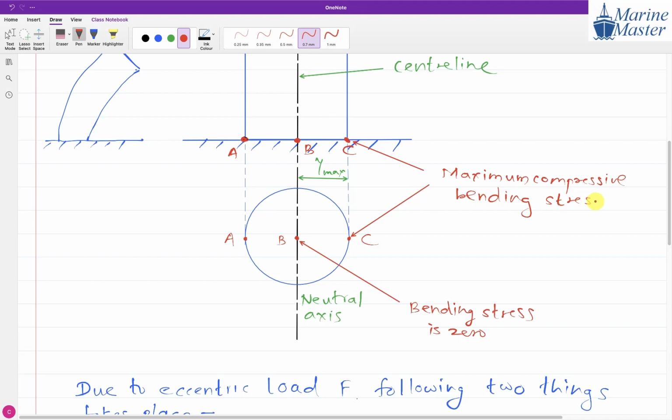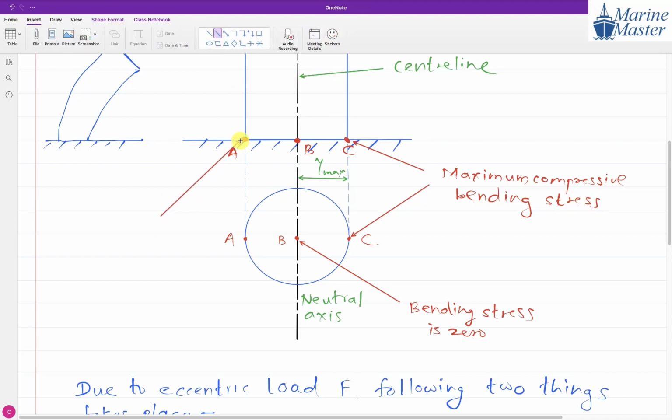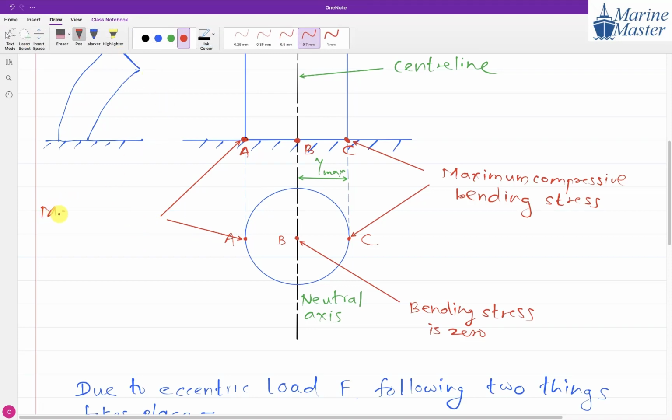Now at point A, everyone, observe. This is point A. At point A, tell me, maximum tensile bending stress. Now, guys, if you remember our discussion, this cross section is what?